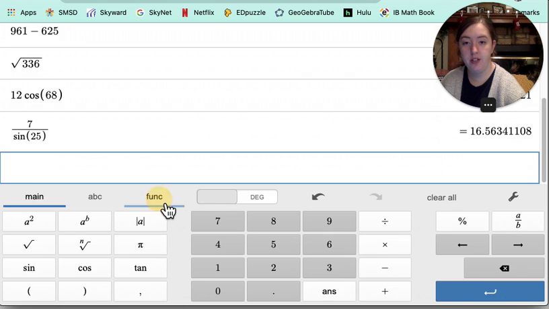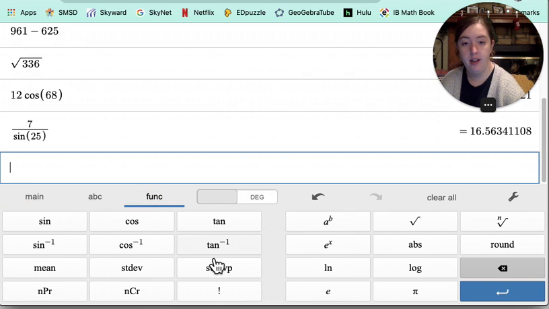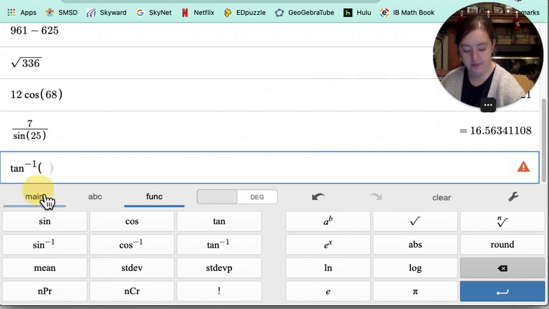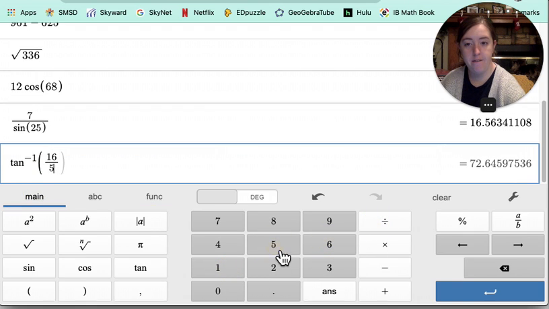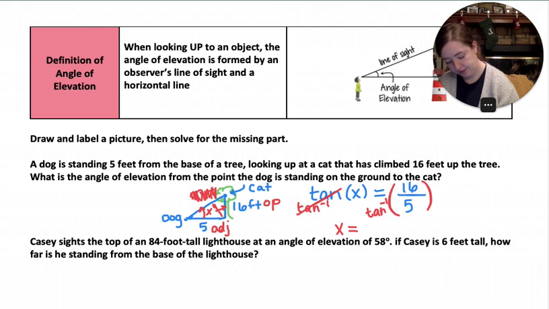Click over here in function. Inverse tangent, 16 divided by 5. Ended up with 72.6. It said to round to the nearest degree, so since there's a 6 there, this guy will round up to 72. 72 degrees.